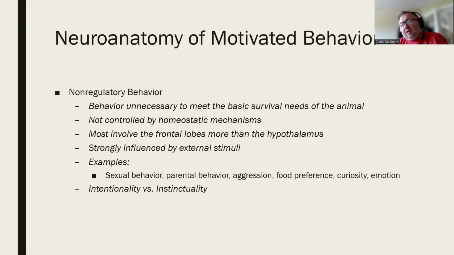Parental behaviors, again, because I said before that evolution wants us to reproduce and have children, we are motivated to engage in reproductive behaviors, but we're also motivated to care for our children to ensure their survival. That again may have a strong physiological component, but it is not about regulating any state of affairs, right? Same goes for aggression. Food preference is iffy.